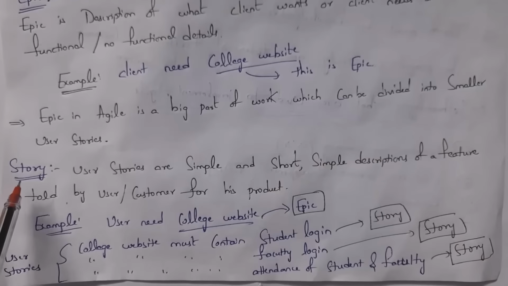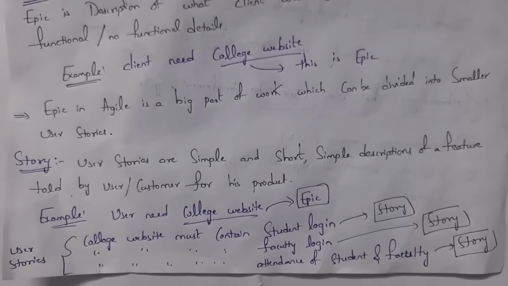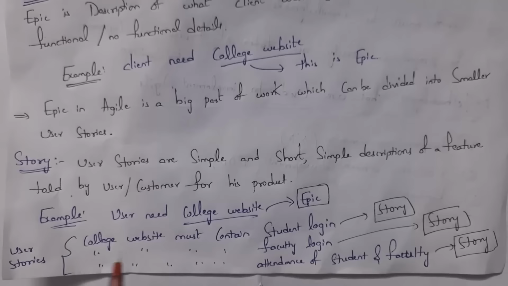So user stories are simple and short descriptions of a feature told by customers or users for their product. For example, I am a user or customer. I said that I want a college website. So this college website is considered an epic. And again I said that in that college website I want a student login form, faculty login form, student attendance, faculty attendance, student marks, student results and so on. Student login form is one feature, faculty login is one feature, student attendance is one feature, faculty attendance is one feature, faculty details is one feature and so on.